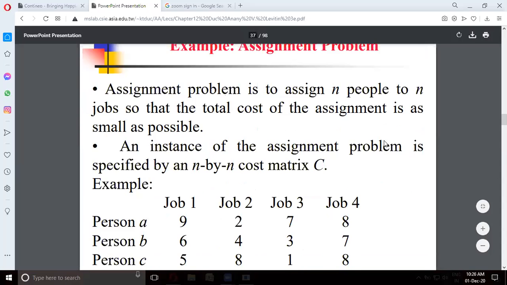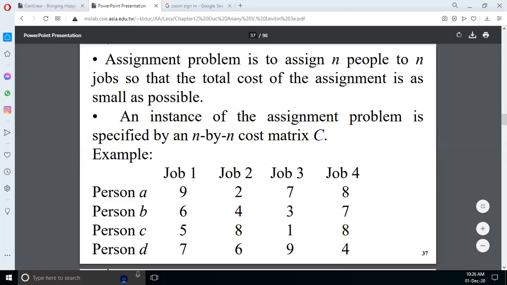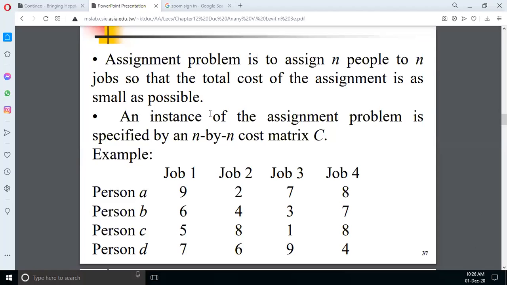Okay, now the person A, person B, person C. So here you can see an instance of the assignment problem is specified by an n by n cost matrix. That cost matrix, we are calling it C. Person A is assigned this job, person B is assigned this job. These are the jobs which are taken. Now there are 4 jobs, there are 4 persons. We need to assign n people, that is 4 persons, to 4 jobs such that the total cost of the assignment is as small as possible. That is what is required here, right?